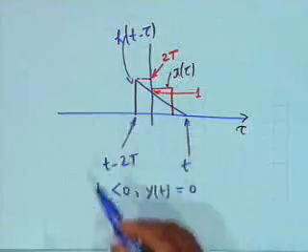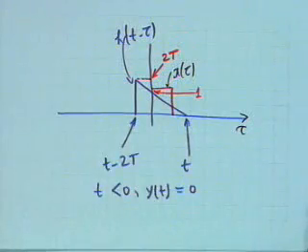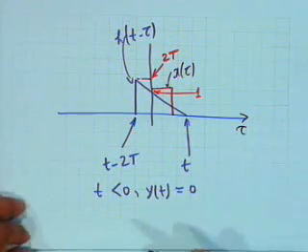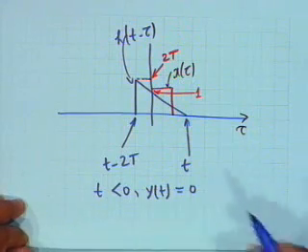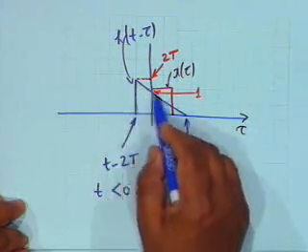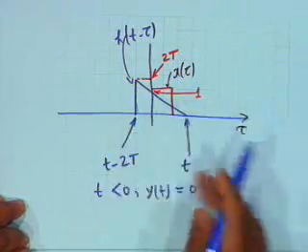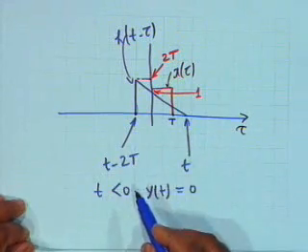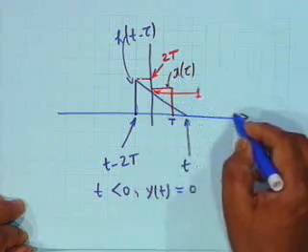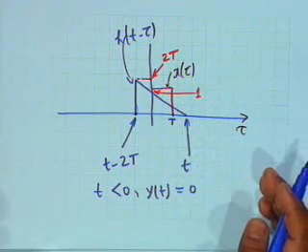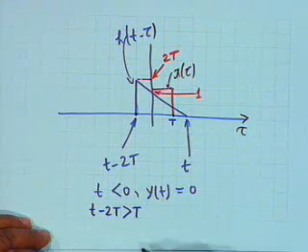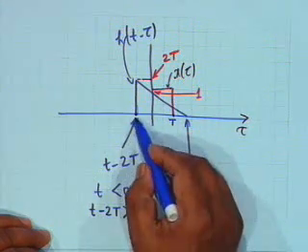The answer is yes. You can see it here that if t less than 0, then there is no overlap between the two, and therefore the product shall be equal to 0, the integrand is 0, and therefore the integral shall also be 0. Similarly, if this blue triangle is shifted in such a manner that this edge exceeds capital T, if the triangle comes here, then obviously again the overlap is 0, and therefore t minus 2T exceeding capital T. t minus 2T is this point.